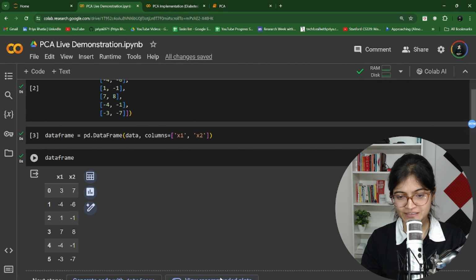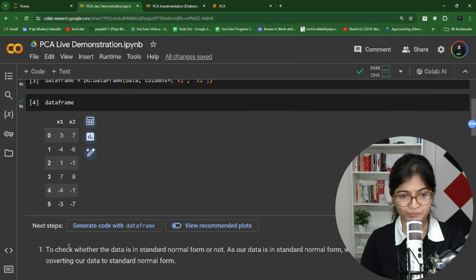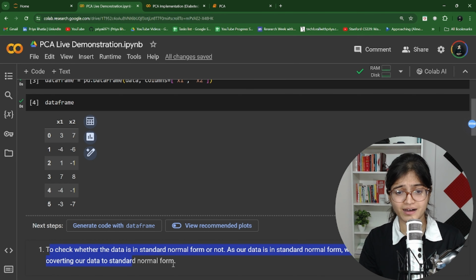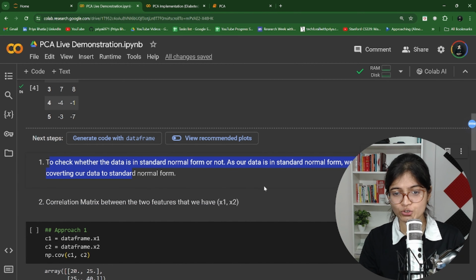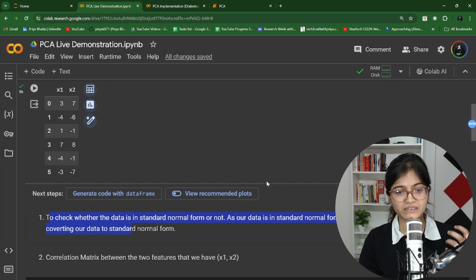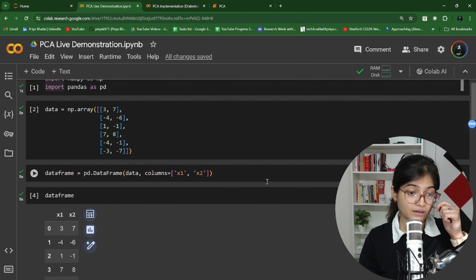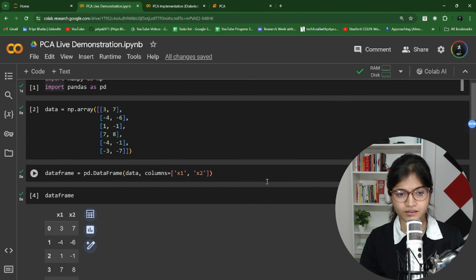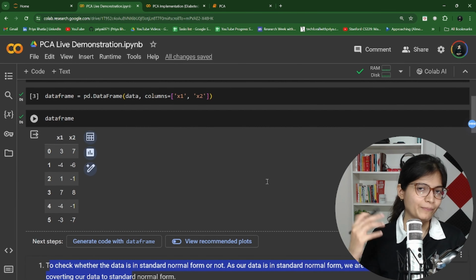Now, what is the meaning of standard normal form? Let me try to showcase it. I have mentioned, right, to check whether the data is in SNF or not. Here you can see, as our data is in SNF, we are skipping the step to convert our data to a standard normal form. What is the meaning of SNF?